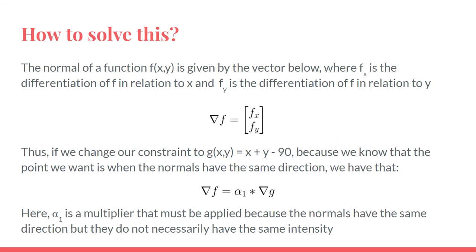However, we do not know anything about their length or intensity. The normal of f can be longer, or the normal of g can be longer, or they can have equal lengths. All options are possible. But since we do know they are proportional, we can say that the normal of f is equal to a multiplier times the normal of g.